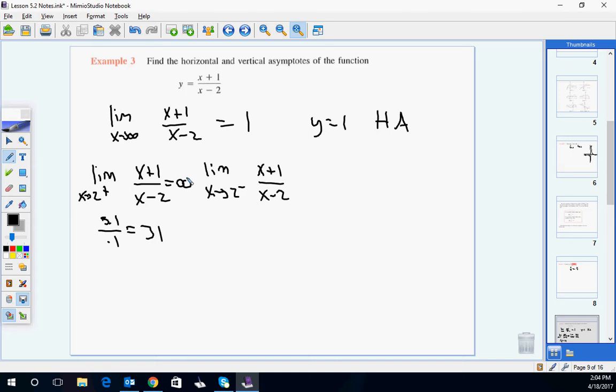Okay, well, how about 2 from the left? So like 1.9. Is that going to be a negative? Yeah, because it's going to be negative 1.1 on the bottom, and that's still going to be positive on top. Okay, so negative infinity. Any questions with that?